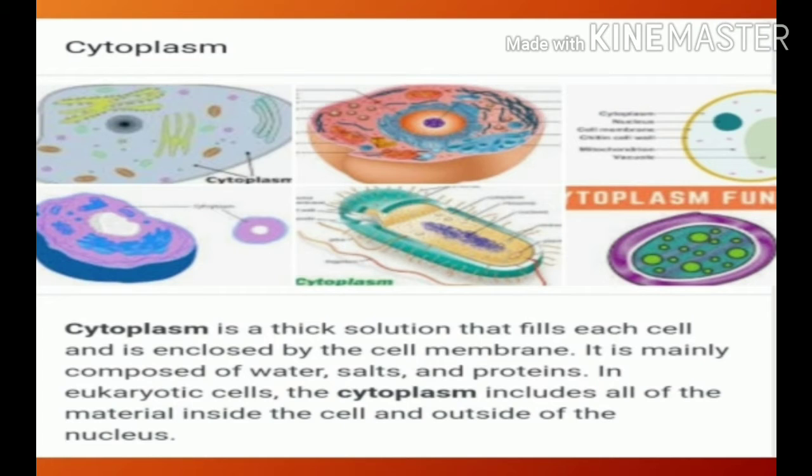Cytoplasm is a thick solution that fills each cell and it is covered with the cell membrane. Mainly, cytoplasm consists of water, salts and proteins. In eukaryotic cells, if we observe, cytoplasm includes all the materials inside the cell and even outside of the nucleus.